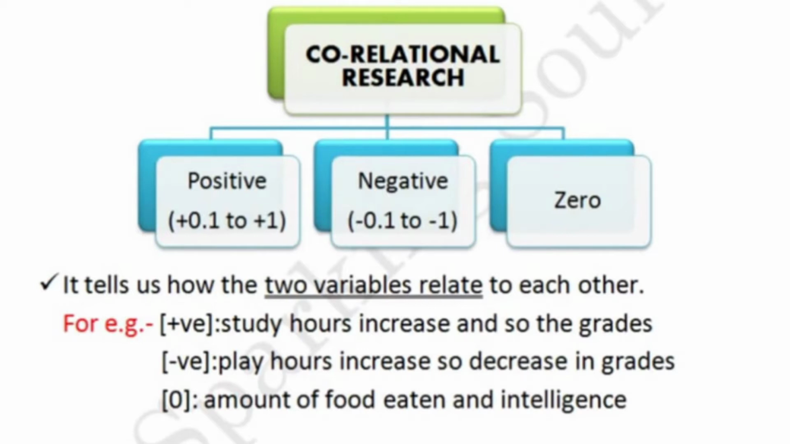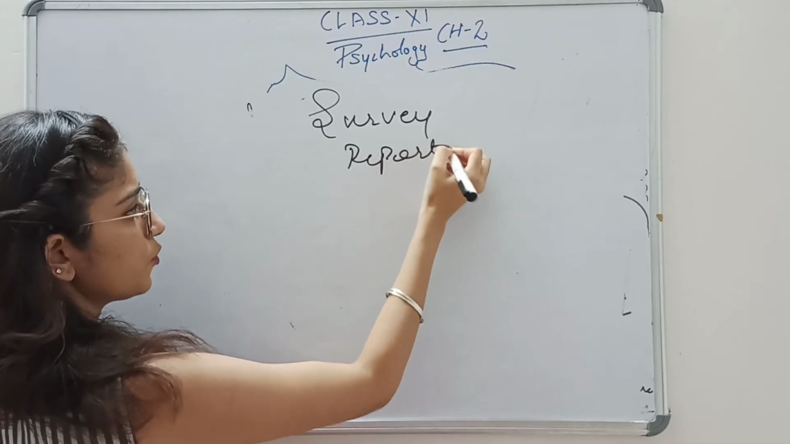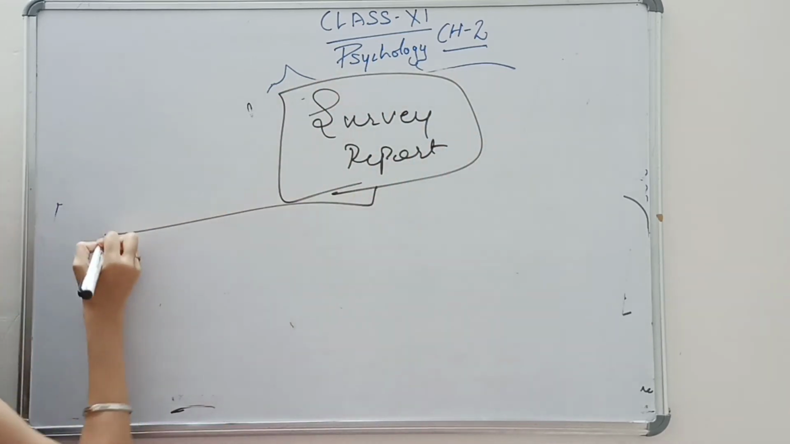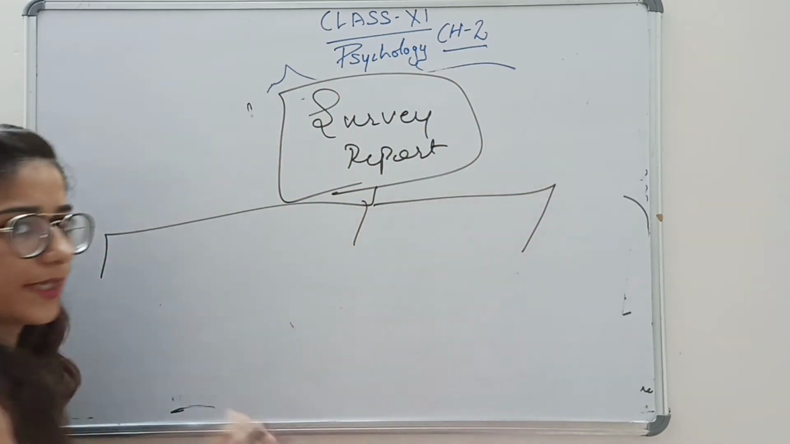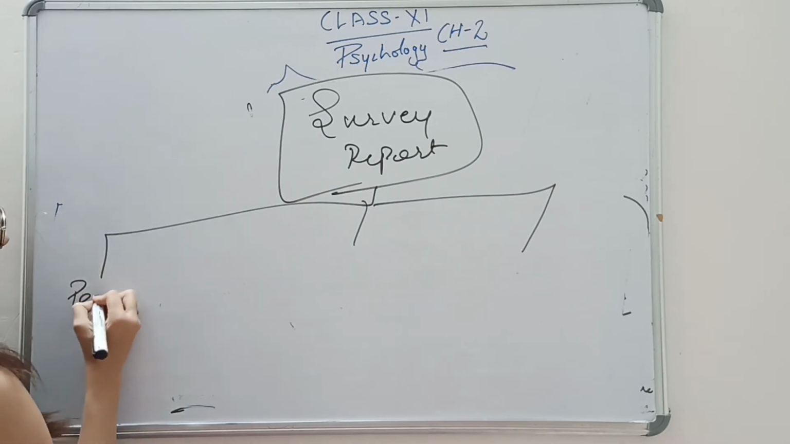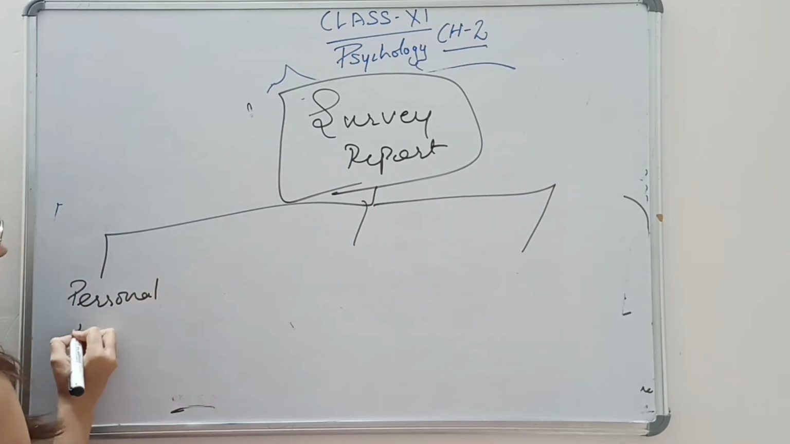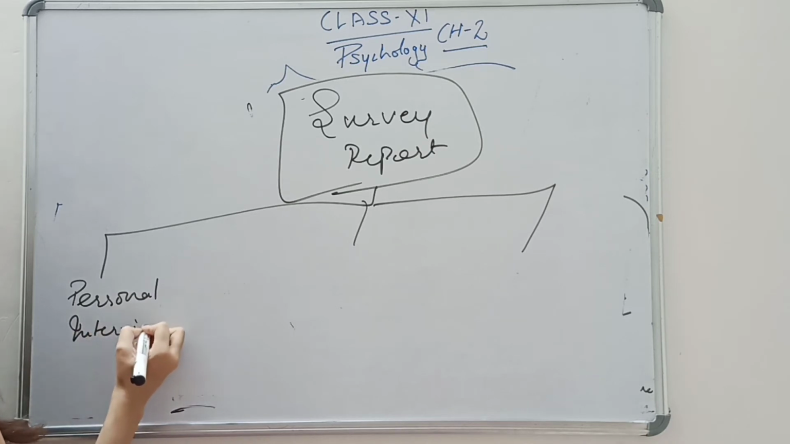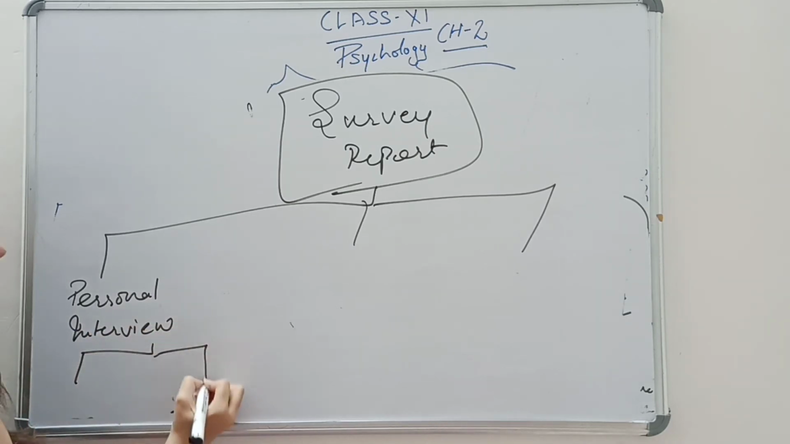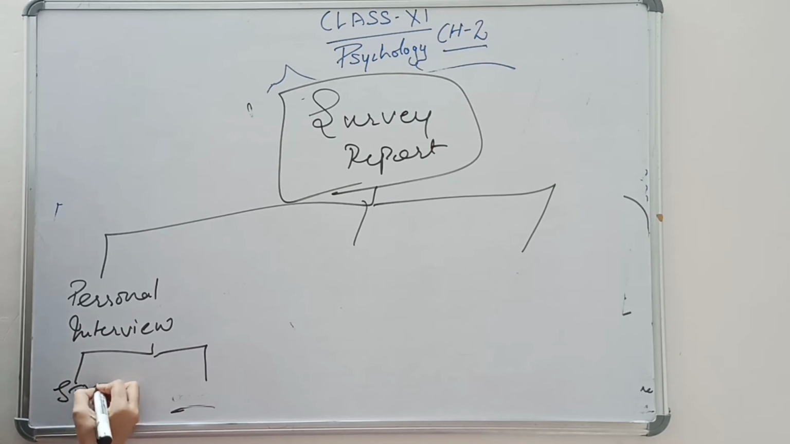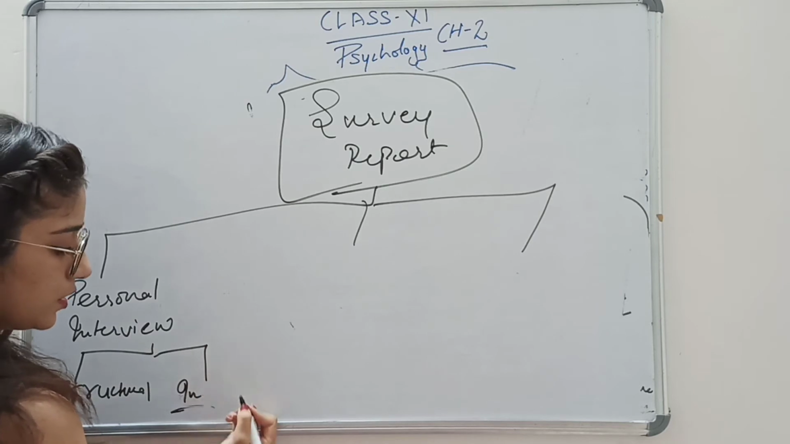After the correlation method, there is another method known as the survey report. Okay, after the correlation method, we will study the survey report as well. The survey report is divided into 3 parts, meaning 3 methods of taking a survey. One is by personal interview, which is divided into 2 parts, that is structured and unstructured.